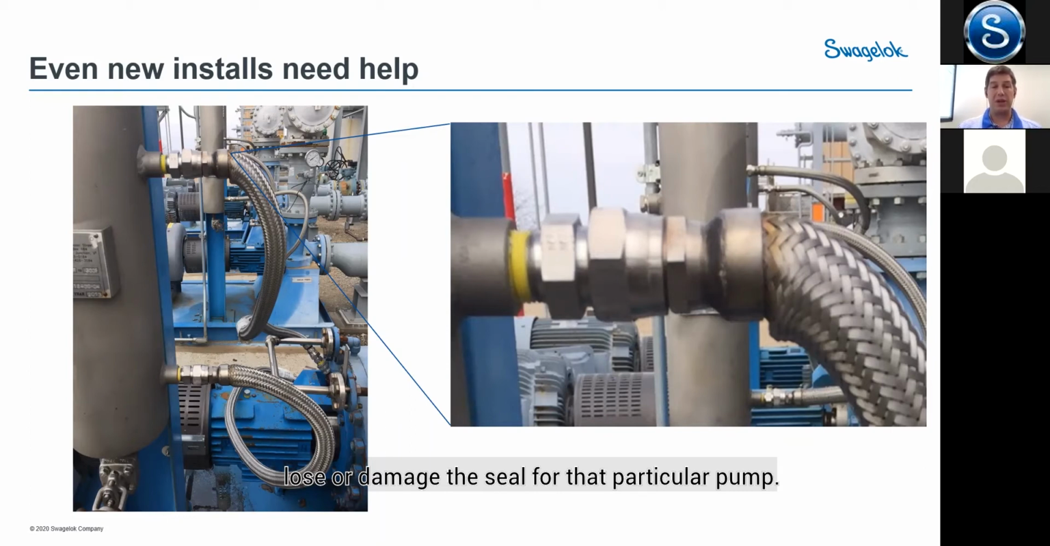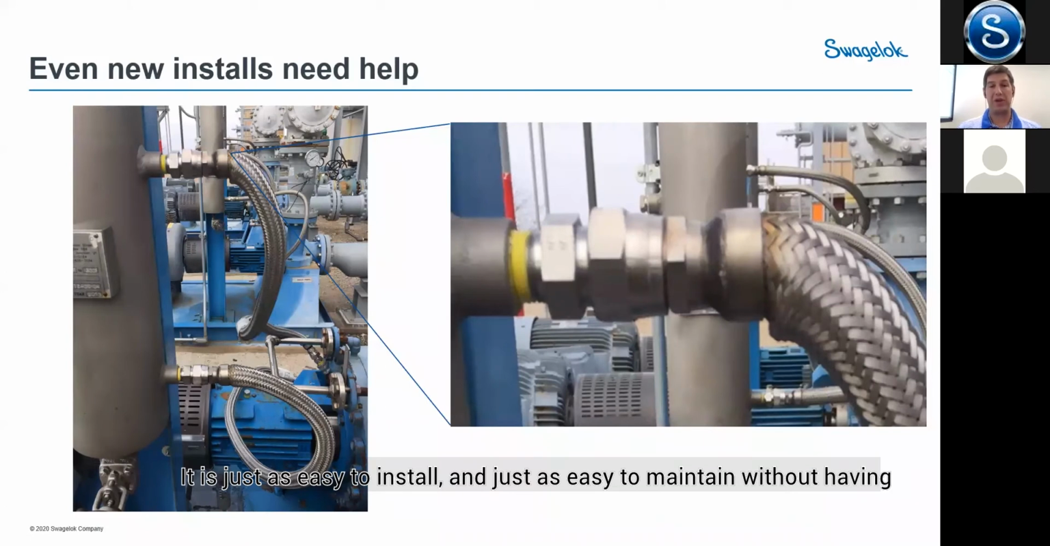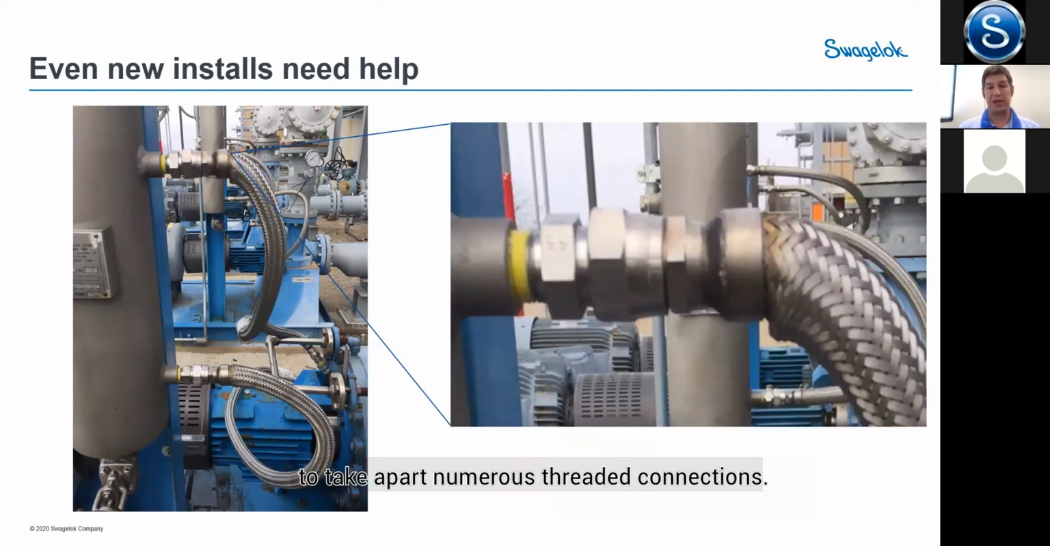And if it fails while the system is online, you could lose or damage the seal for that particular pump. So hose is nice because it's easy to install and easy to remove, but we can design systems in such a way with tubing, which is much more reliable, that is just as easy to install and just as easy to maintain without having to take apart numerous threaded connections.